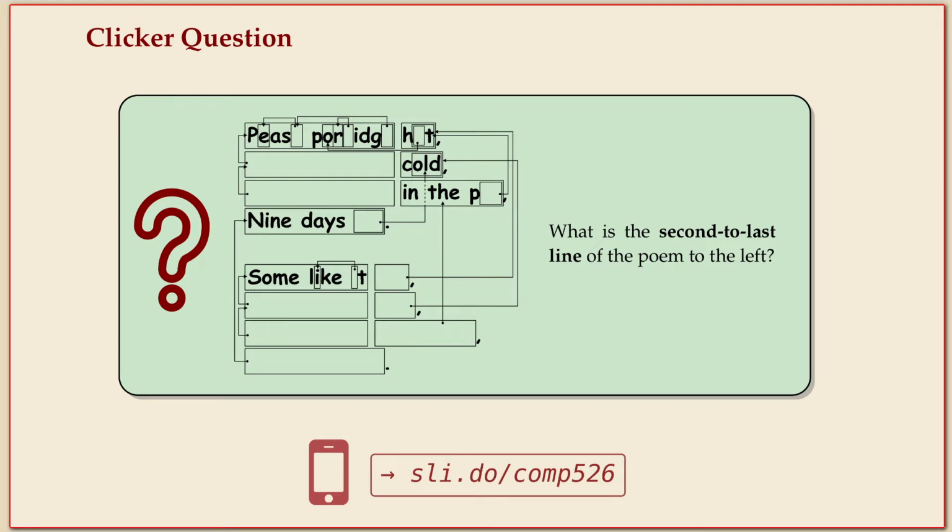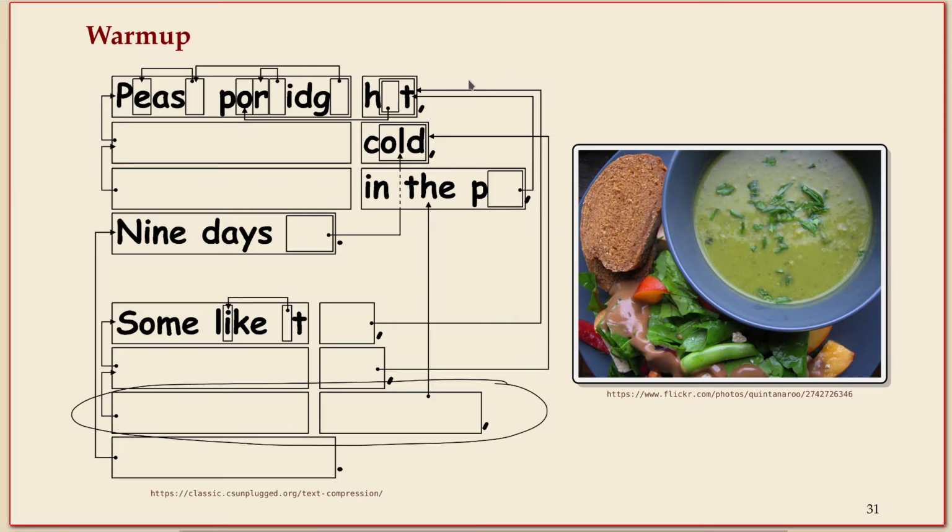get this. The idea here, of course, is some of these boxes are empty, but instead they are a reference to something that occurs earlier. So you just copy whatever is there. And so you get peas porridge hot, peas porridge cold, peas porridge in the pot, 9 days old, yummy. Some like it hot, some like it cold, some like it in the pot, 9 days old. And you see, not a lot of explicit letters are needed because this is a super repetitive poem.